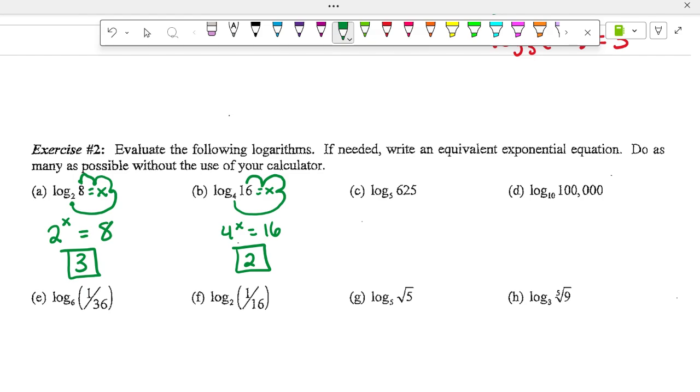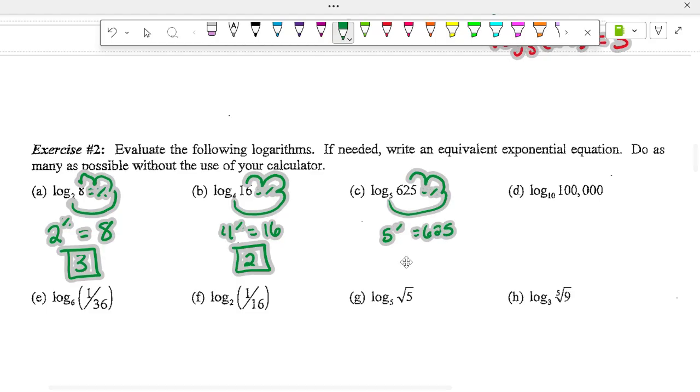Log base 5 of 625. What do you think that would be? It'd be what? 4. Good. So if I did loggy froggy, did it all the way around, this would be 5 to the x is equal to 625. Well, that power is 4.